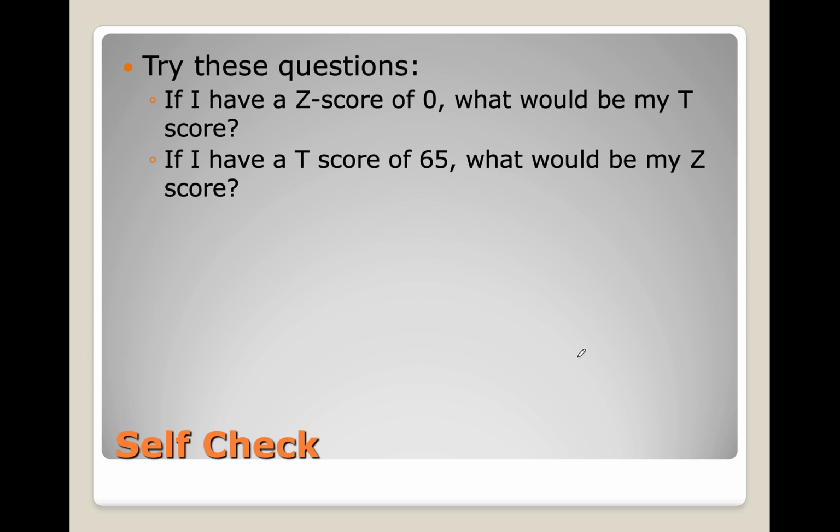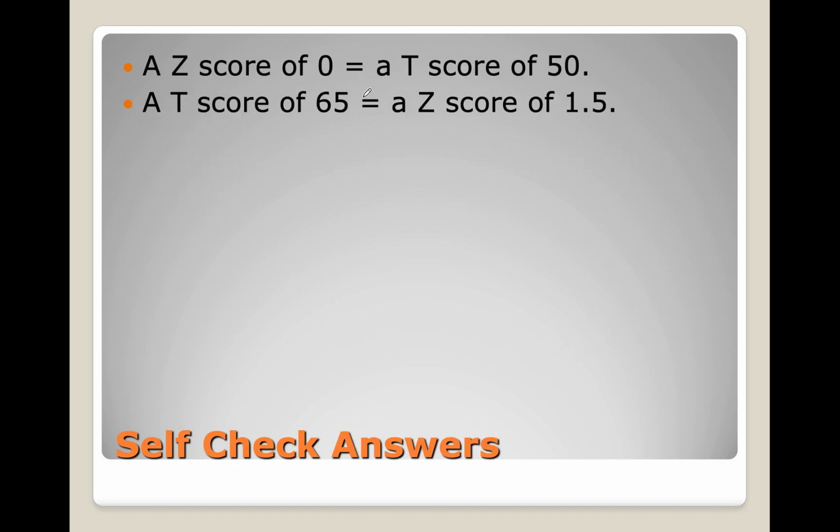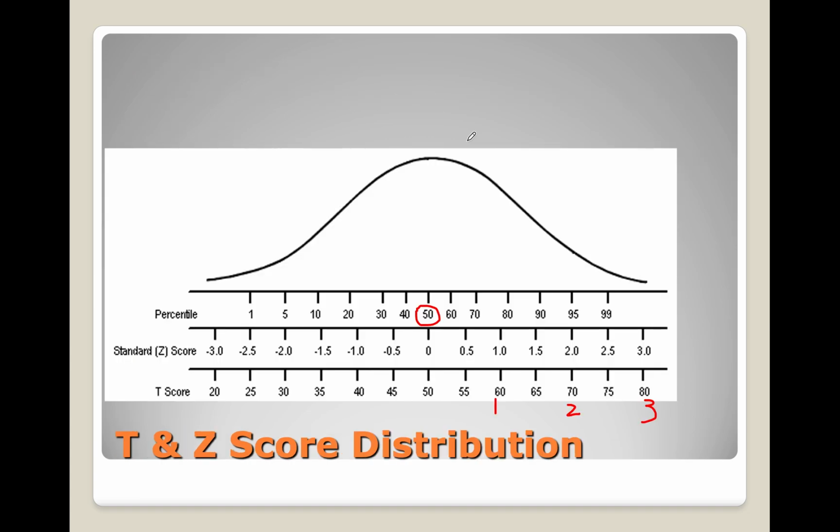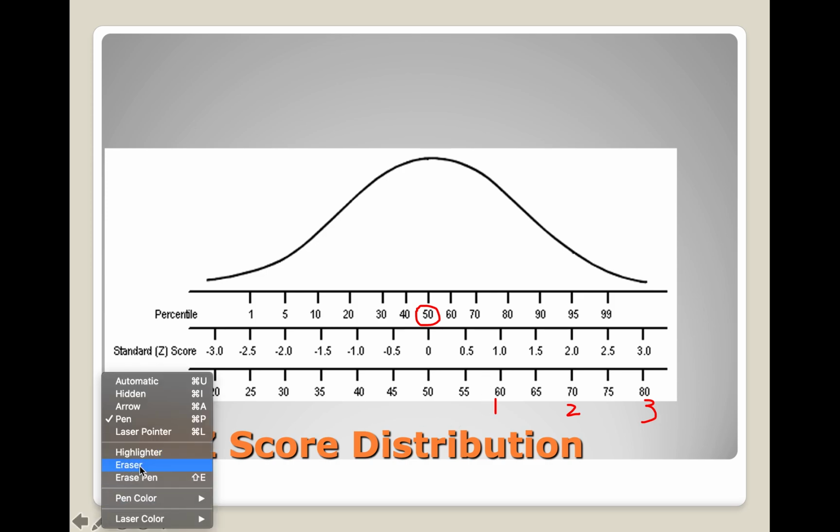So let's try a couple test questions here. If I have a z-score of 0, what is my t-score? If I have a t-score of 65, what would be my z-score? Take a second, pause the video. All right. A z-score of 0 would be a t-score of 50, and a t-score of 65 would be a z-score of 1.5. So let's go back and check this. So 0 and 50, because they're both at the mean. Now that 1.5 might be throwing some of you off.